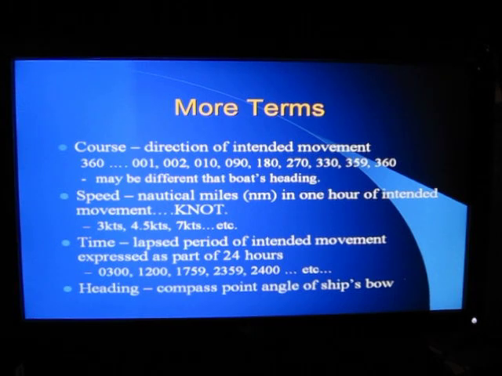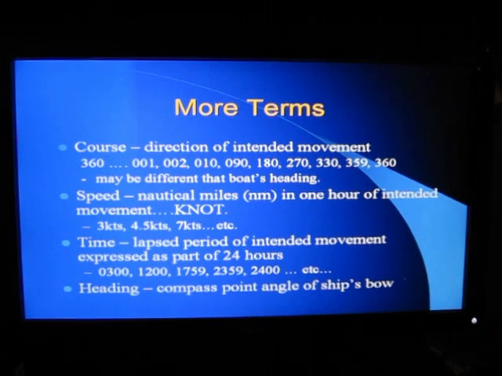Now, there are some other terms we want to cover before we move on. Course. Course is the direction of intended movement of your boat, starting out at 000, or what I generally call 360, on around the compass clock, all the way through 090, 270, all the way around to 360 again. This is the course where we're wanting to go, and it may be entirely different than the boat's heading. That all depends on the wind, the set, the drift, where you have to point your boat in order to make the course you want.